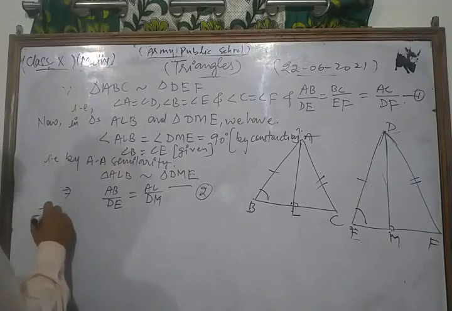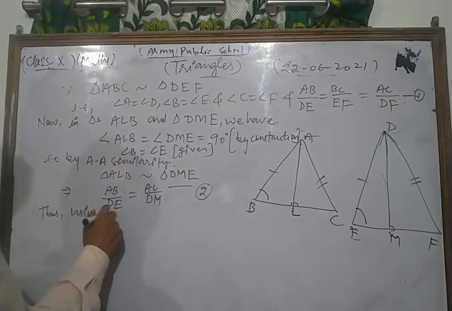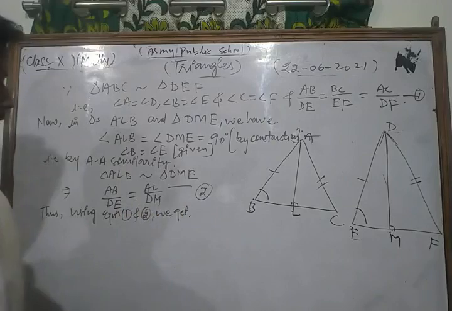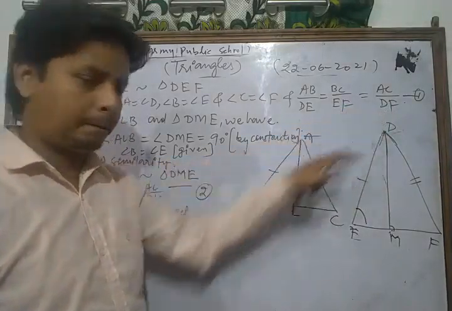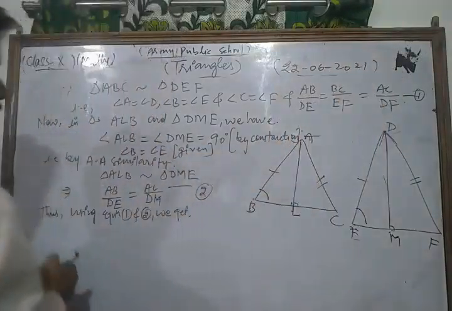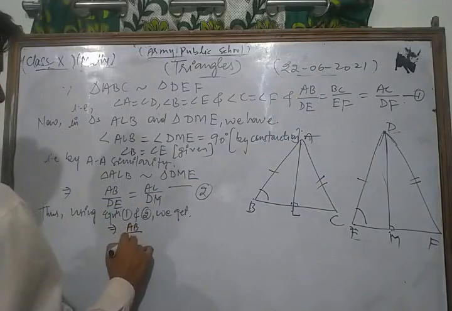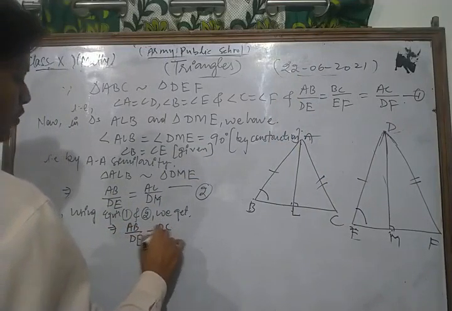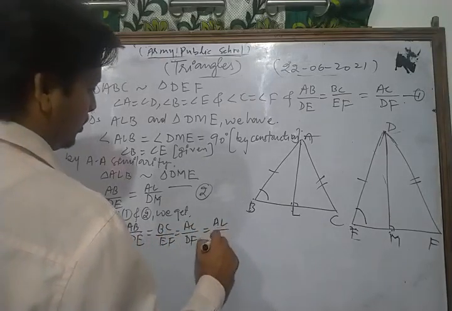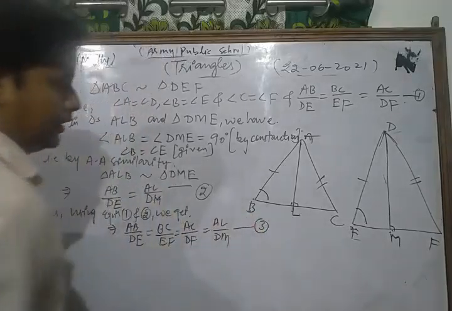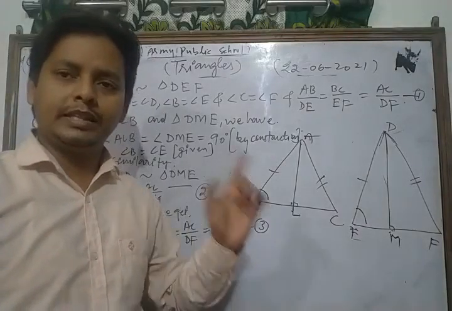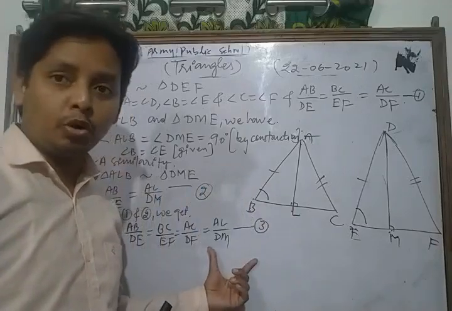Thus, using equations 1 and 2, we get AB upon DE is equal to BC upon EF is equal to AC upon DF is equal to AL upon DM. Take equation number 3. It means the ratio of the corresponding sides of two similar triangles is the same as the ratio of their corresponding altitudes. This is also a very important relationship between them.